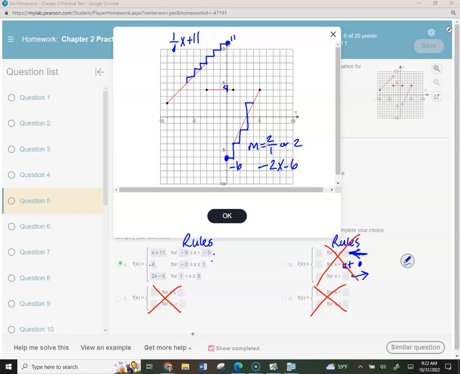Wait, domain and F? Yeah, what's the domain, not the equation? Just the domain. All right.